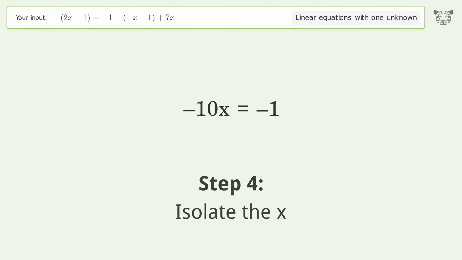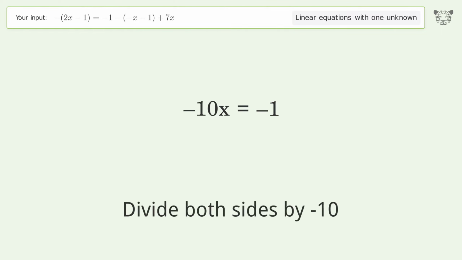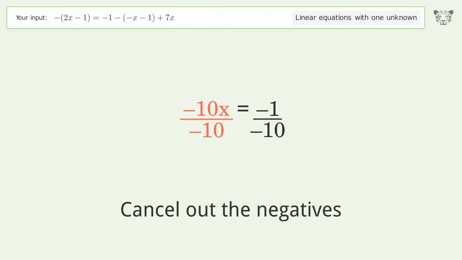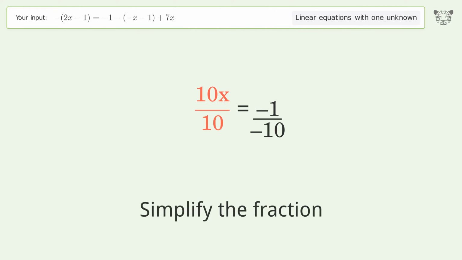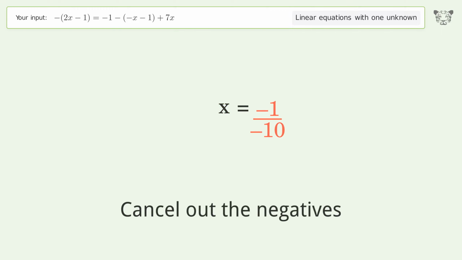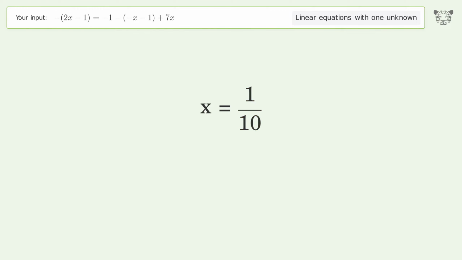Isolate the x. Divide both sides by -10. Cancel out the negatives. Simplify the fraction. Cancel out the negatives. And so the final result is x equals 1 over 10.